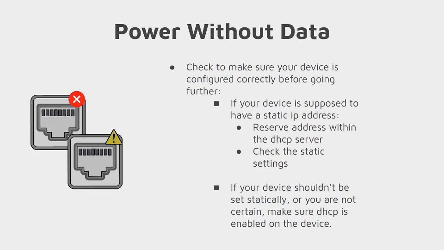Next, if it's not a static connection or you're not really certain, make sure it's set to DHCP. That should at least allow you to make the device discoverable on the network. That should take out a couple steps there, if nothing else.